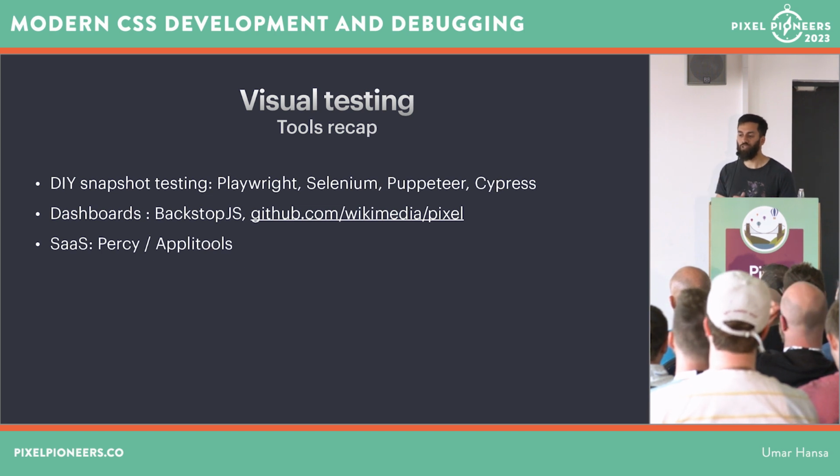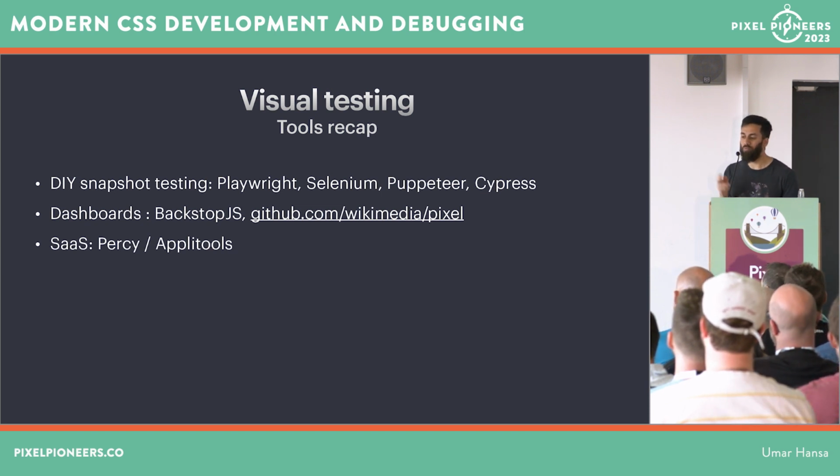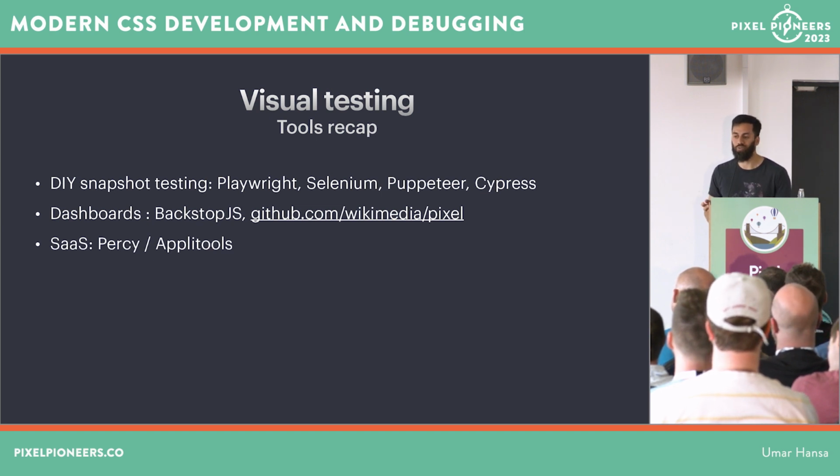Quick recap of what we just saw. We saw do-it-yourself snapshot testing with Playwright, but this works across the board, like Selenium, Puppeteer, Cypress, they all do the same thing. With the dashboard, we saw Pixel, but Backstop.js is another very popular one. And when it comes to these cloud-based solutions, Percy and Applitools, amongst many others, are well-known tools in this space.